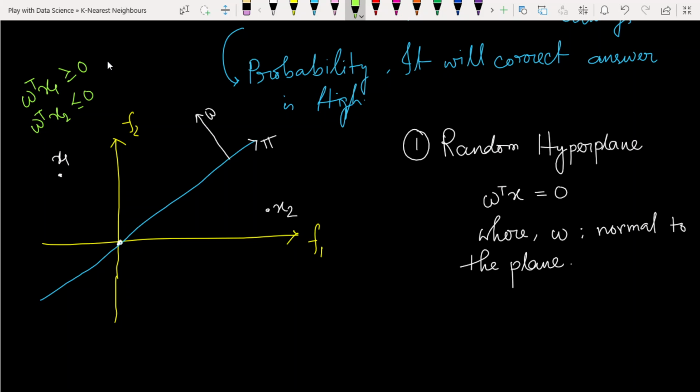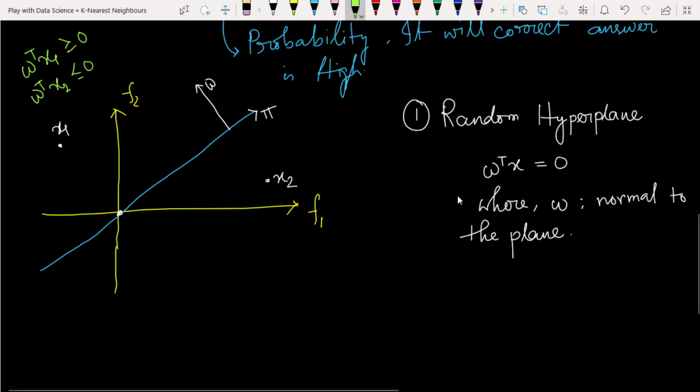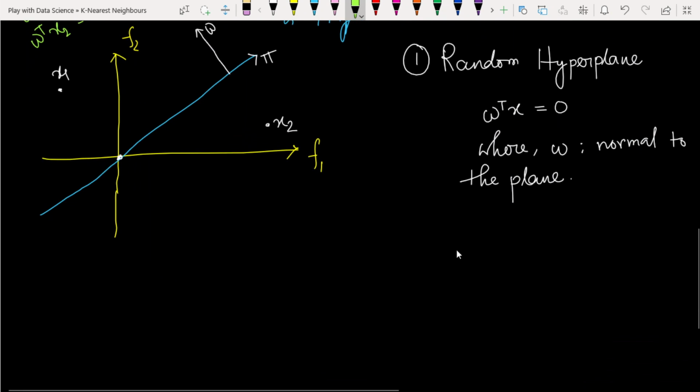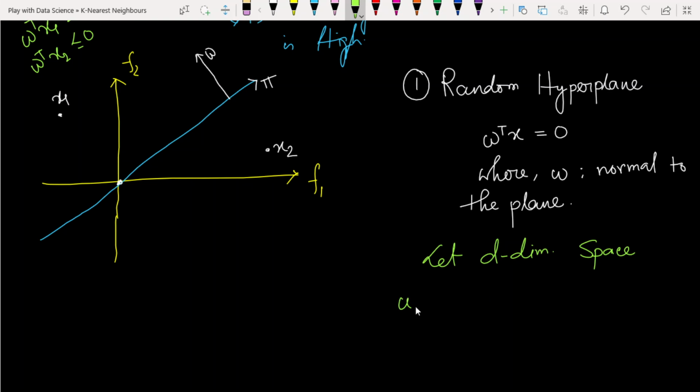Now the main thing is how to choose w. If we consider a higher dimensional space, suppose the d dimensional space, then in such cases w will be a d dimensional vector.